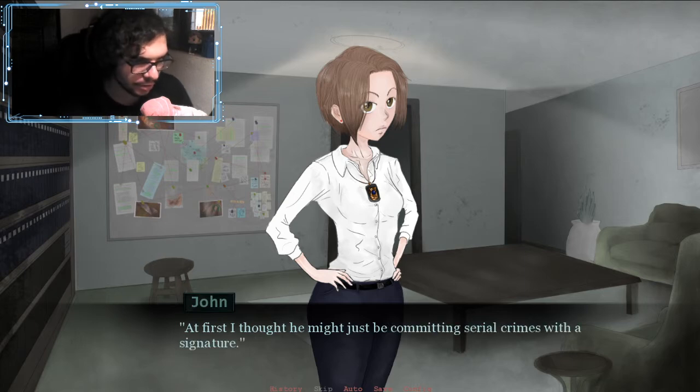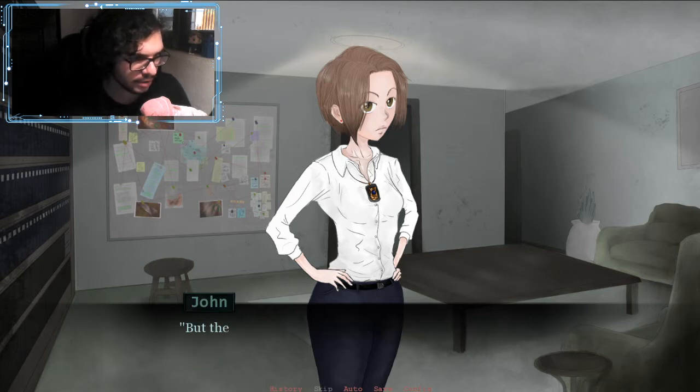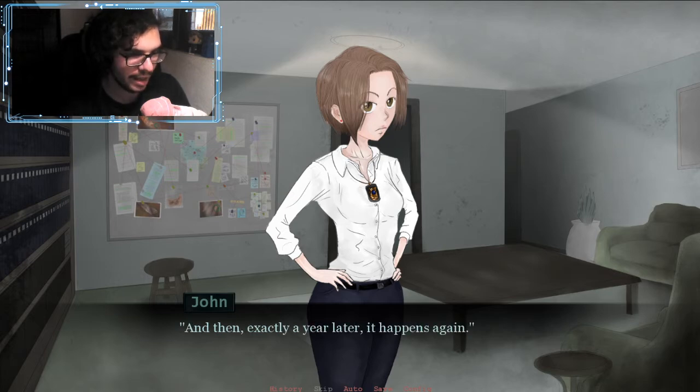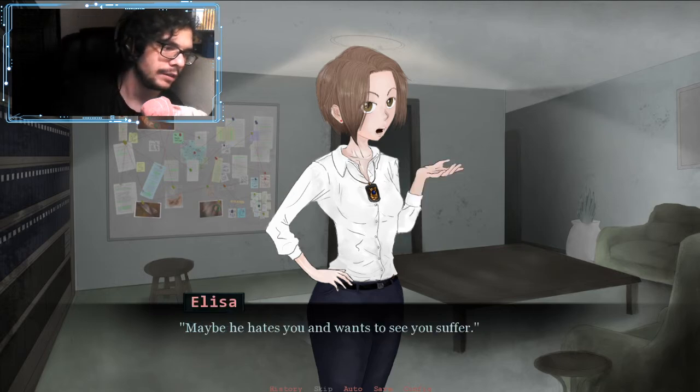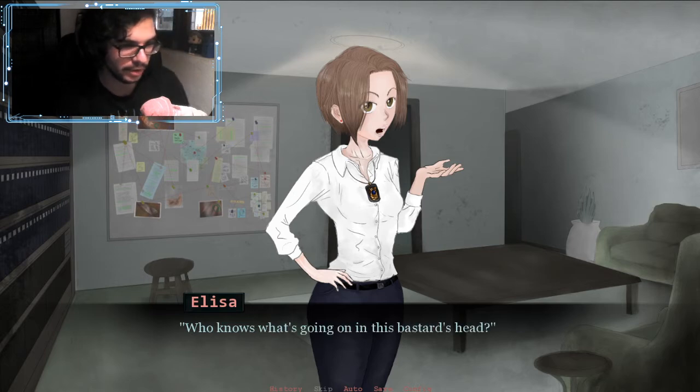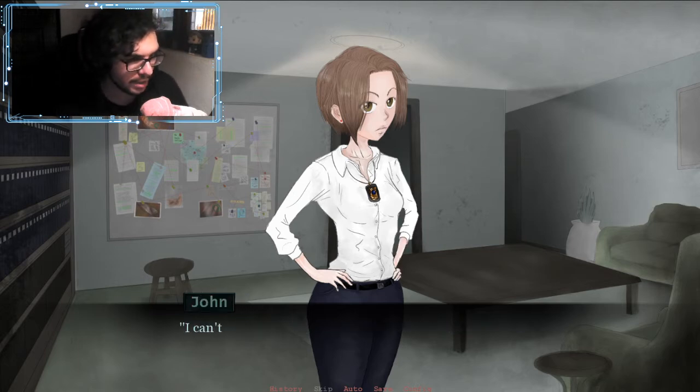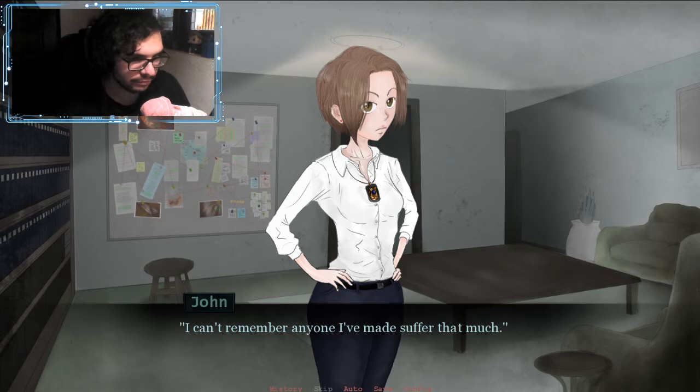At first, I thought he might just be committing serial crimes with his signature. But the crime stopped. And then, exactly a year later, it happens again. Doesn't make sense. I can't understand all that. Maybe he hates you and wants to make you suffer. Who knows what's going on in this bastard's head? But why me? I can't remember anyone I've made suffer that much. You know, I've always handled insurance fraud cases and minor disappearances.